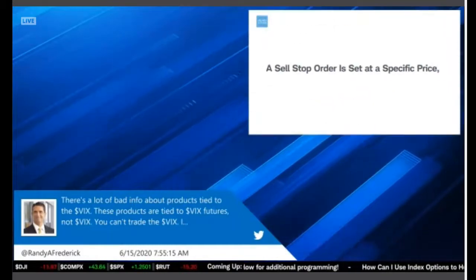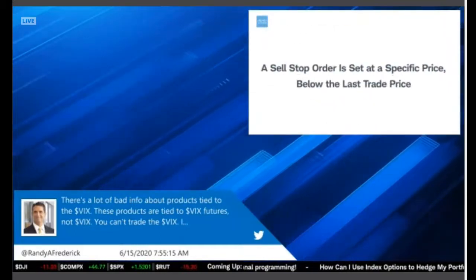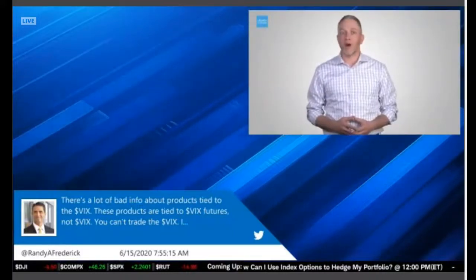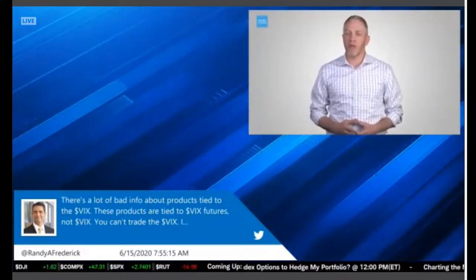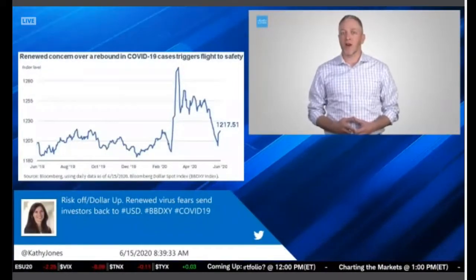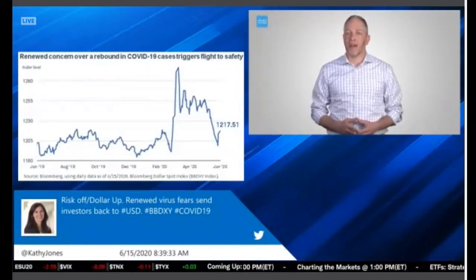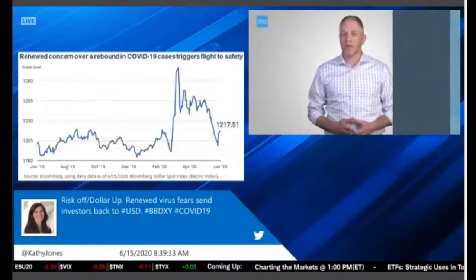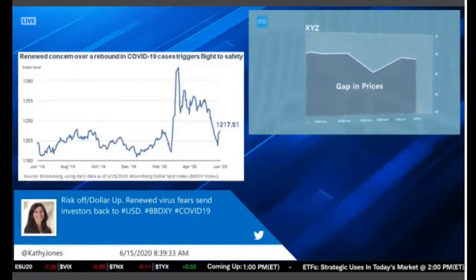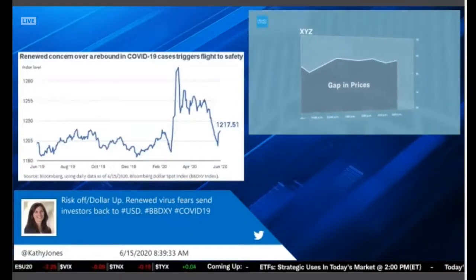A sell stop order is set at a specific price below the last trade price. If the stock falls to or below this price, it triggers a market sell order. Widely recognized as the quickest way to exit a trade, market orders are filled at the next available price. But stop orders will not protect you from a gap in prices during market hours or from one regular market session to the next.